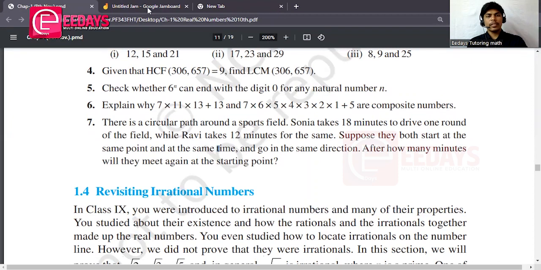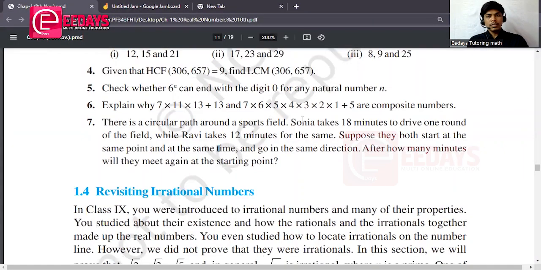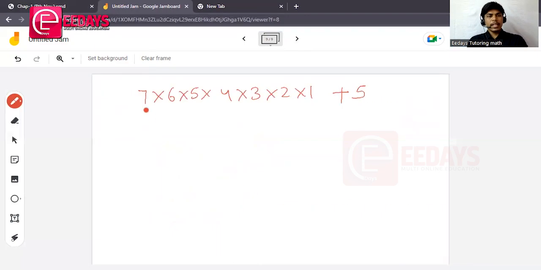7 into 6 into 5 into 4 into 3 into 2 into 1. They are in decreasing order. They have given 5, right? You just put a bar like this. If you put the bar, all of this is one data, all the multiplication here.